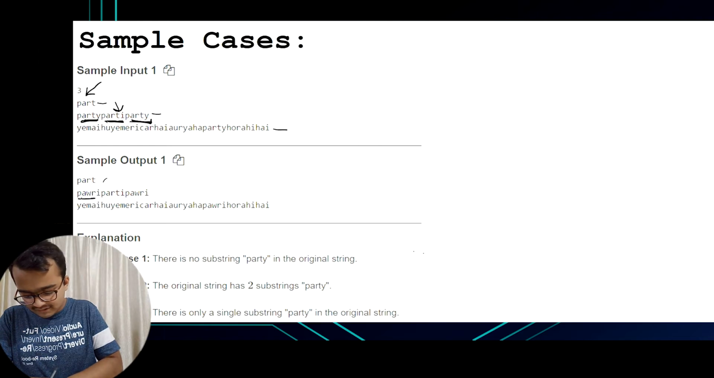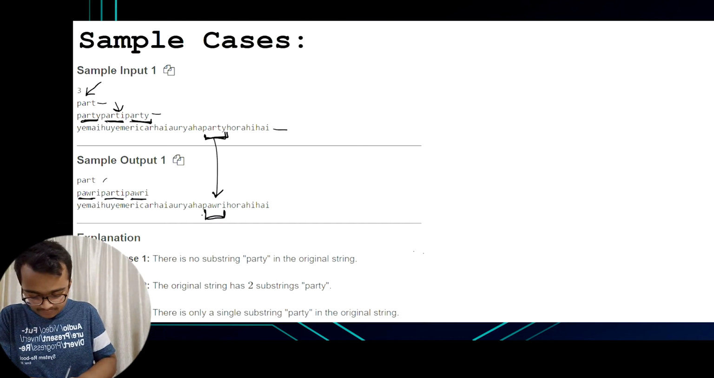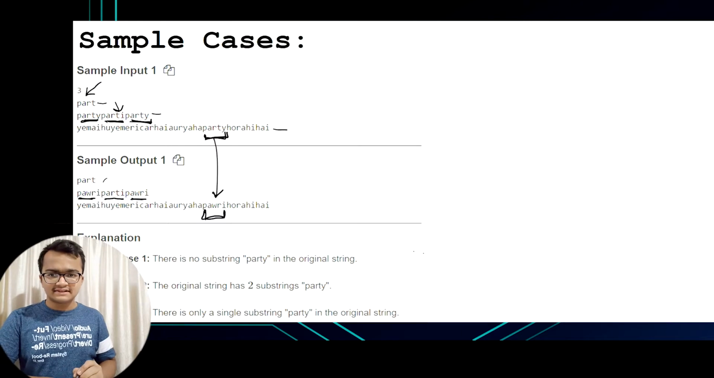So see here, the same thing is happening. Pawri, parti remains intact, and pawri remains intact. Similarly for the last string, which is a very big one, see party is present over here, so this should be replaced by Pawri, as we can see over here. Clear about the test cases?